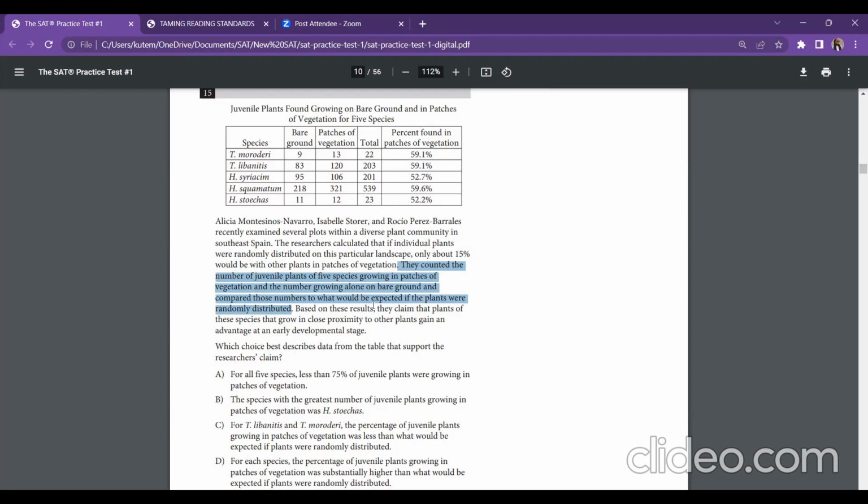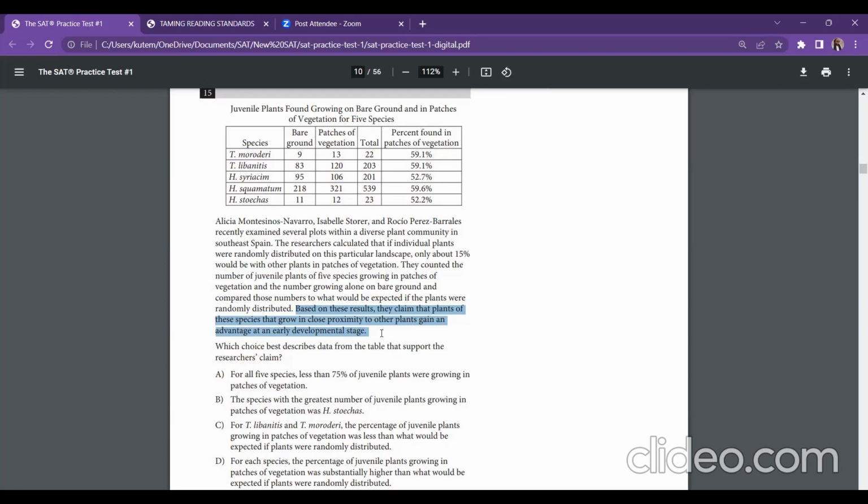So kind of trying to say, would they grow together, or do they grow better distributed? Based on these results, this is the conclusion: plants of these species that grow in close proximity to other plants gain an advantage. So it's better for them to grow close to other plants. Okay, so which choice best describes the information? We're going to go through all the options.